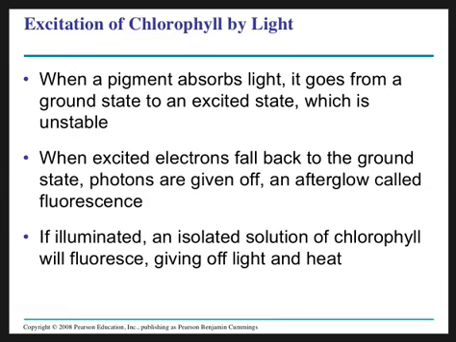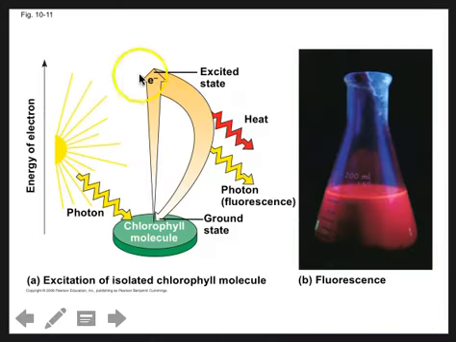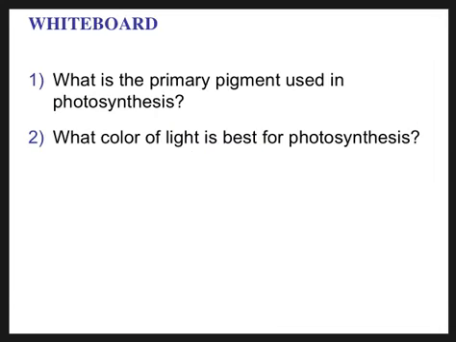This talks about the electrons going from a base stable state into an excited state. So as we absorb this photon of light into the chlorophyll molecule, the electrons are going to be pushed up. We're in an excited state, we're unstable. As they start to drop back down to the base or ground state, we're going to give off a little bit of heat and a little bit of fluorescence. Okay, two whiteboard questions for you.